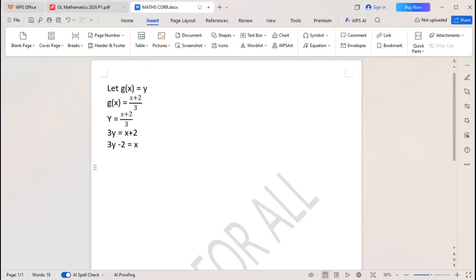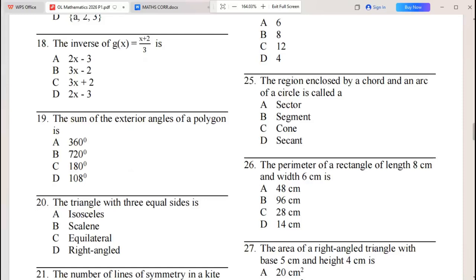From here, we substitute y by x to have g inverse of x. Replacing y with x, we have 3x minus 2. This is g inverse of x. Now looking at our options, we have 3x minus 2, which is B for question 18.